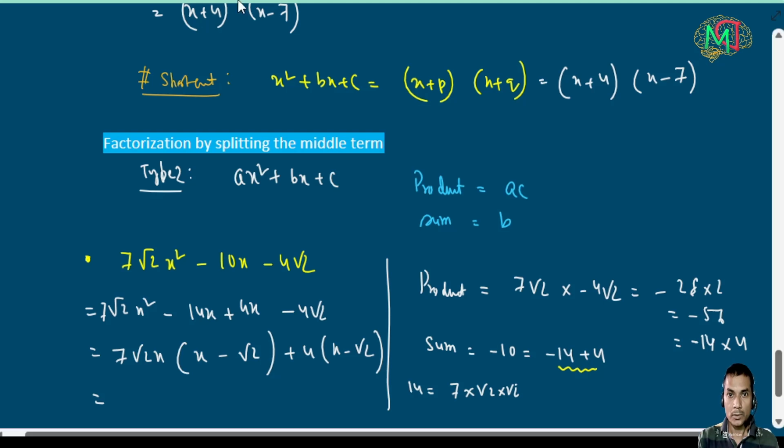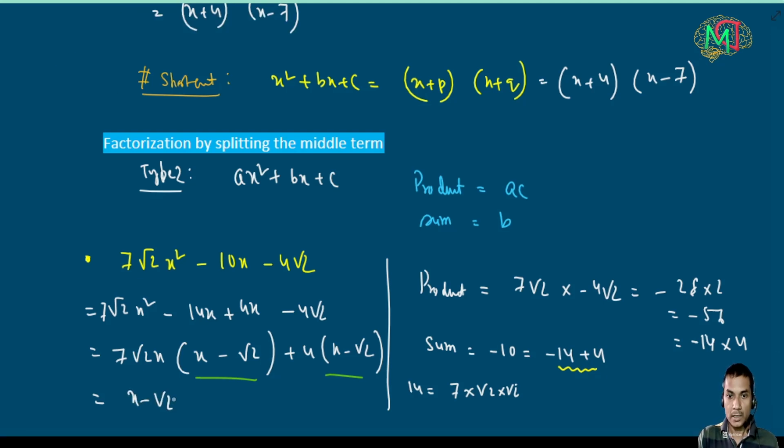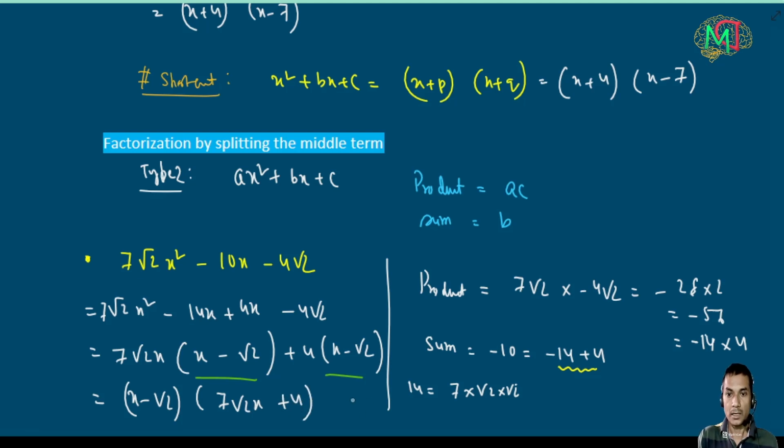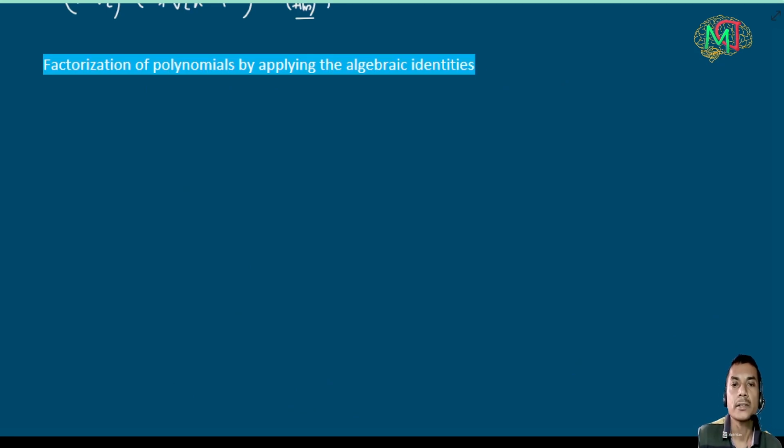So now both factors are the same. So x minus root 2, take the common factor, and what remains? 7 root 2 x plus 4. This is the answer. Clear? Here the shortcut method is a little complicated, so better you follow this method to get the answer. Clear? Now we learn the factorization of the polynomial by applying the algebraic identities.